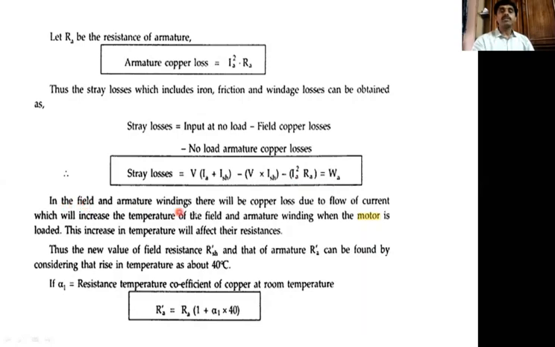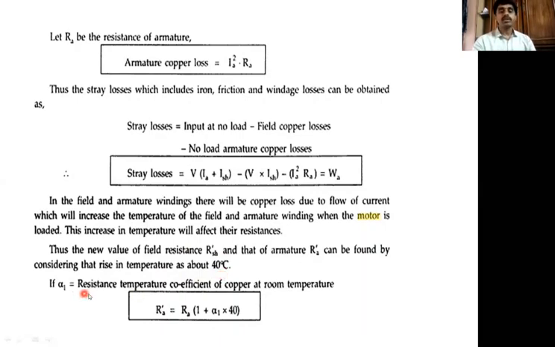In the field and armature windings, there will be copper loss due to flow of current, which will increase the temperature of the field and armature winding when the motor is loaded. This increase in temperature will affect the resistances. Because we are not conducting the load test, only the no load test, you have to find out how the resistance of the field and armature is affected if it is loaded. So that's why the new value of the field resistance RSH dash and the armature resistance RA dash can be found by considering a rise in temperature of about 40 degrees.